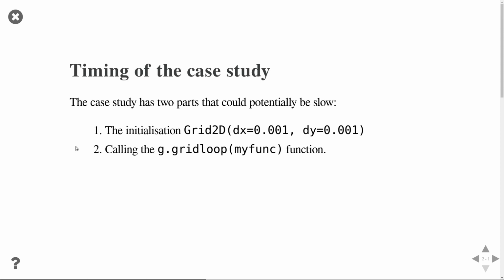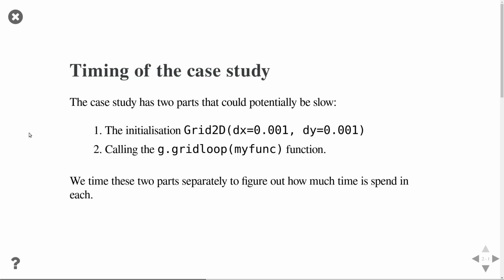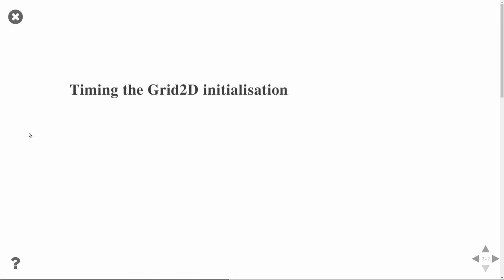So let's do this in our case study. We have two potential slow parts in our program. It's the grid 2D, so the initialization of the grid, that might be slow. But it might also be this g.grid loop myfunc call that might be slow. Right? Remember, it took about 2 seconds or so. So one of them might take a significant amount of time. So let's time these separately and figure out how long they take.